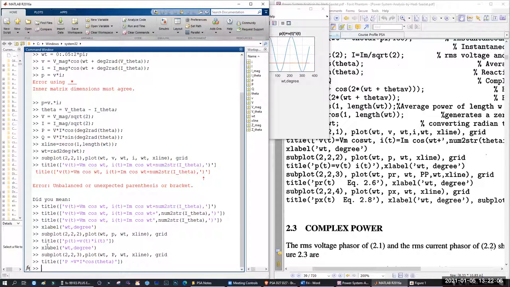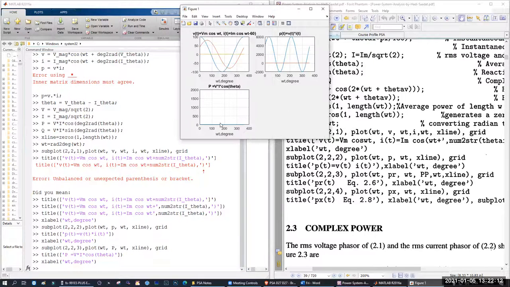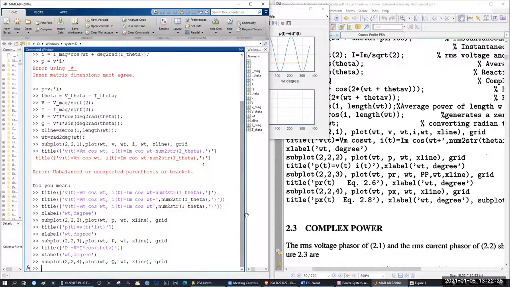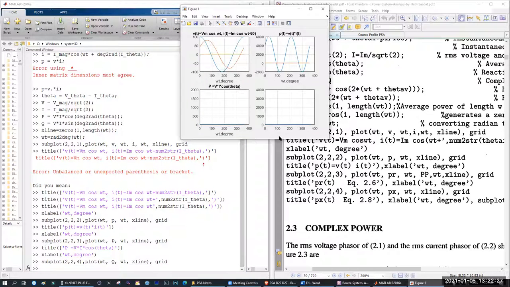Title, this one, X level, this one, okay, no problem. Now next we are going to do the subplot 2, 2, 4. It will be our Q, right? This will be the grid. It is also 0. Why 0? I'm going to explain later, no problem.